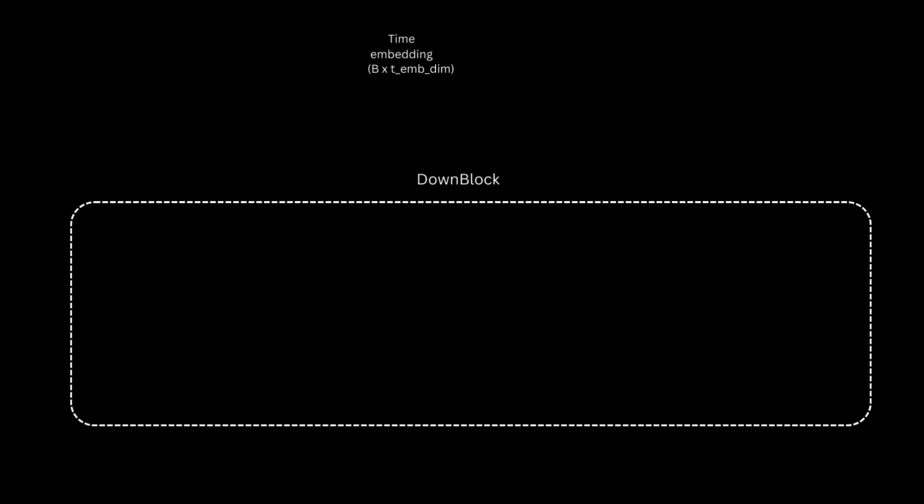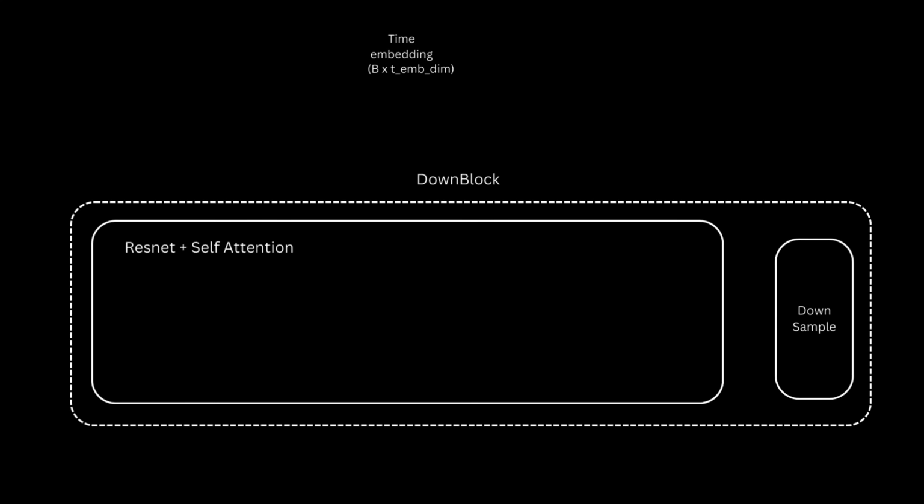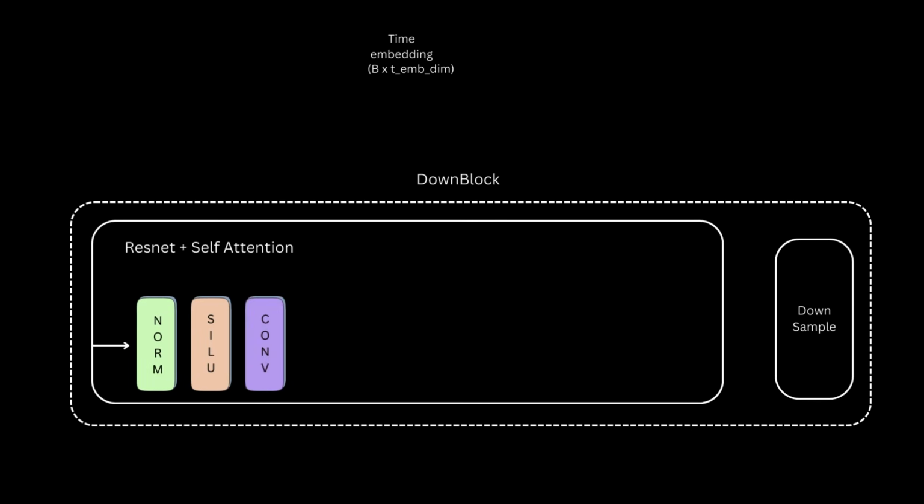Let's look closely into the downblock. And once we understand that, the rest are pretty easy to follow. Downblocks of almost all the variations would be a ResNet block followed by a self-attention block, and then a downsample layer. For our ResNet plus self-attention block, we'll have group norm followed by activation followed by a convolutional layer.